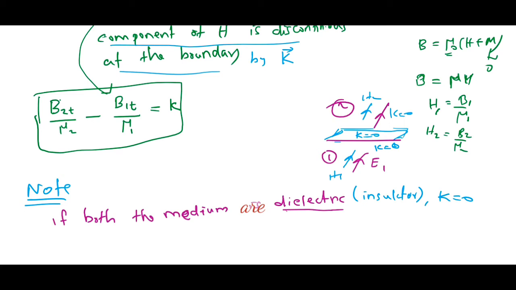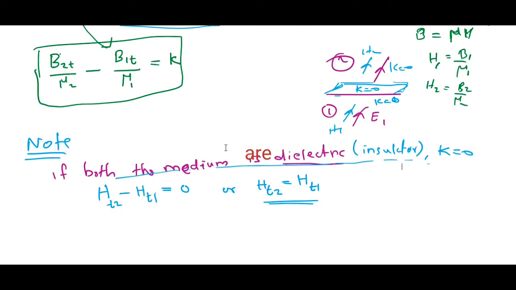Then if K is equal to zero, what will be the tangential component of the magnetic field? Tangential component of the magnetic field in medium 2 minus tangential component of the magnetic field in medium 1 is equal to K, but K is 0. Or I can write HT2 is equal to HT1. That is, the tangential component of the magnetic field is continuous, at what condition? If both the media are dielectric. You have to be very careful.